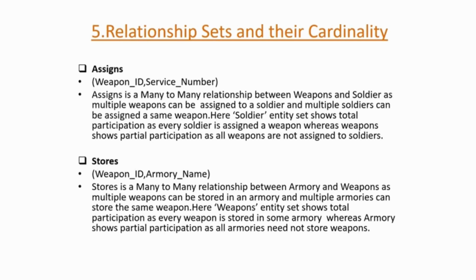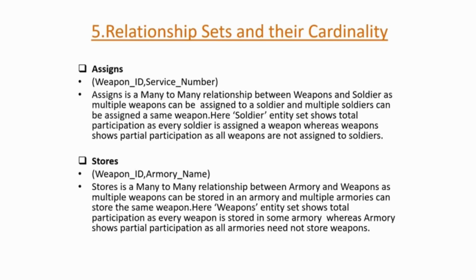The first relationship is assigns, which depends upon weapon ID and service number. This is a many-to-many relationship between weapons and soldier entities. This is because multiple weapons can be assigned to a soldier and multiple soldiers can be assigned the same weapon, obviously not simultaneously. Here in the entity relationship diagram, we can see that soldier entity set shows total participation, which means every soldier will be assigned a weapon, whereas weapons show partial participation as all weapons are not assigned to soldiers at a single point in time.